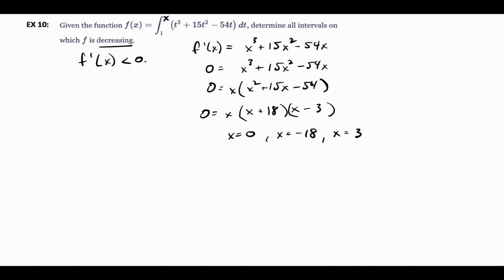Okay, so I know a function is decreasing when its derivative is less than 0. I found the derivative and set it equal to 0. I know it equals 0 at 0, -18, and 3. How do I know it's negative? What do I have to do next? First derivative test. We've done that before.